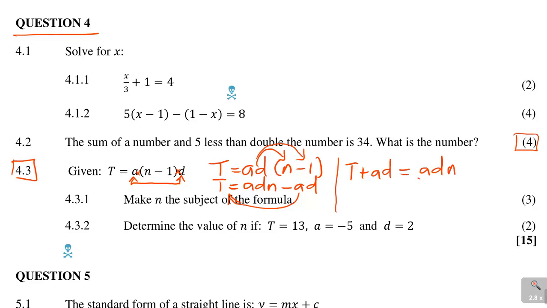Remember, you're focusing on n. Then divide by ad, divide by ad. Then you'll have your n now as t plus ad over ad. That is one way you could have done it.